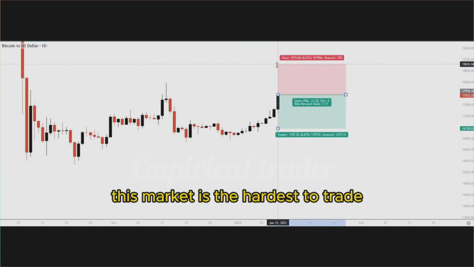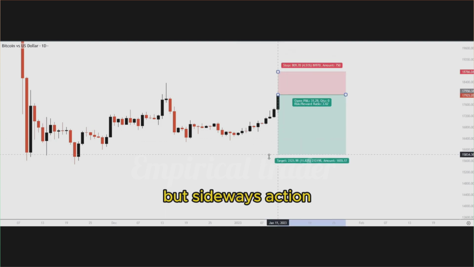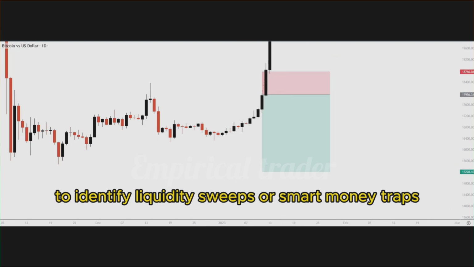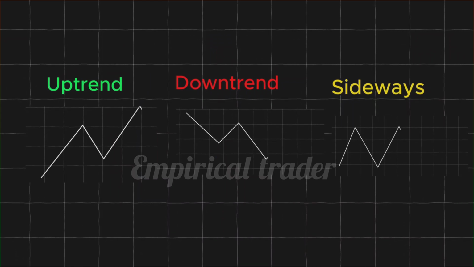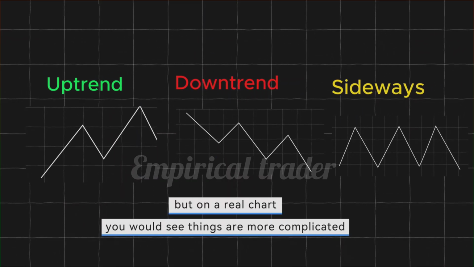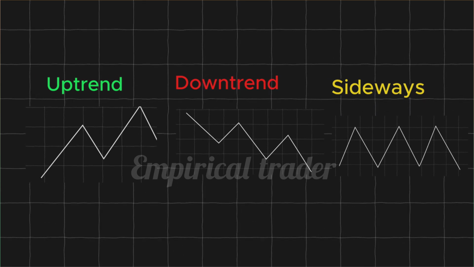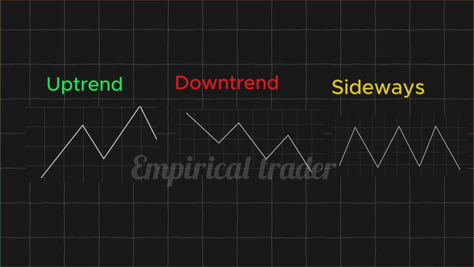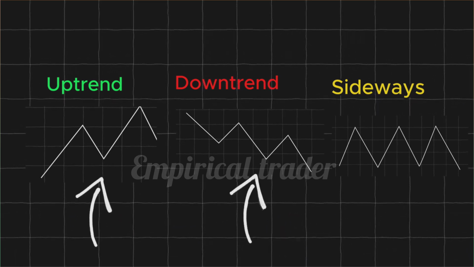This market is the hardest to trade, but sideways action can be used to identify liquidity sweeps or smart money traps. Now, these simple examples look easy and are very simple to understand. These are textbook perfect examples, but on a real chart, you would see things are more complicated. This is why it is very important to watch this video, because I am going to show you how to simplify the complicated charts, and understand if we are in an uptrend, a downtrend, or a sideways action to hopefully be more often on the right side of the market.